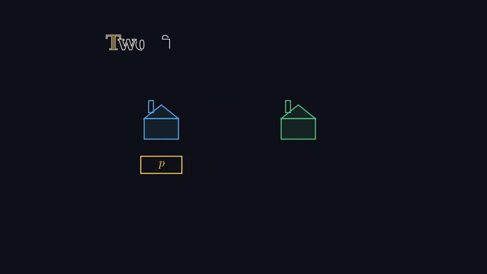Picture a single company that owns an entire market. It's a monopoly, and life is good. It alone decides how much to make, and it names the price. Now, a second company shows up selling the exact same thing. Suddenly, neither one is in charge.